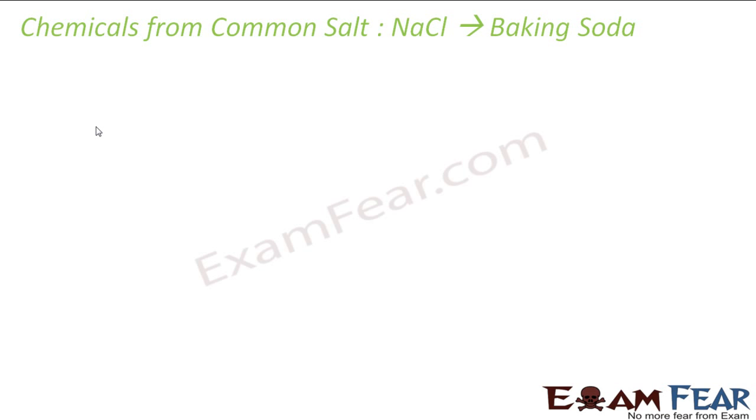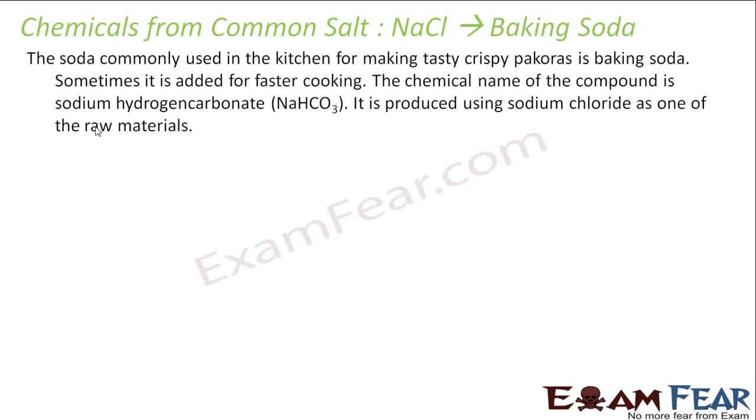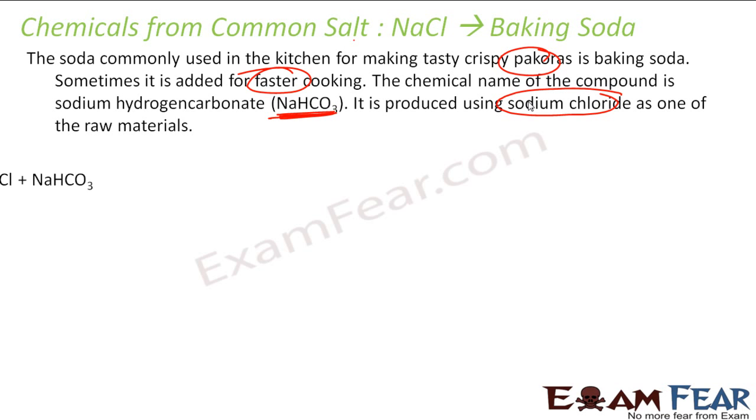The sodium chloride, this common salt, is also used to create baking soda. The baking soda is generally used in the kitchen. We know that baking soda is used to make pakoras, right? The pakoras and crispy things, and it's also used for faster cooking. And the compound name is NaHCO3, sodium hydrogen carbonate. It is produced when sodium chloride is one of the raw materials.